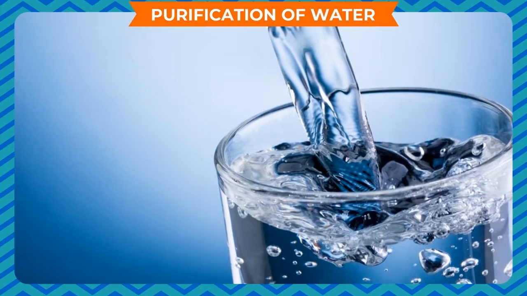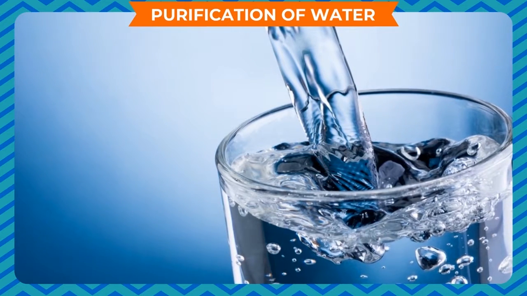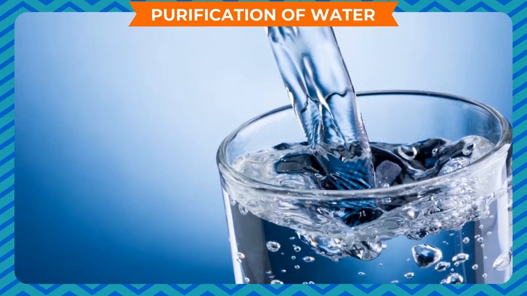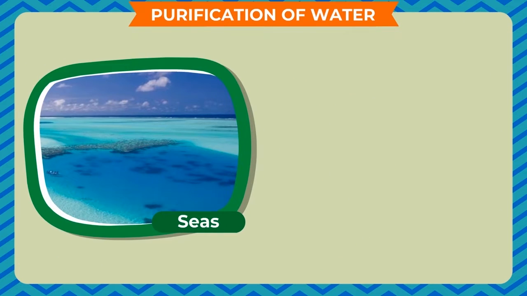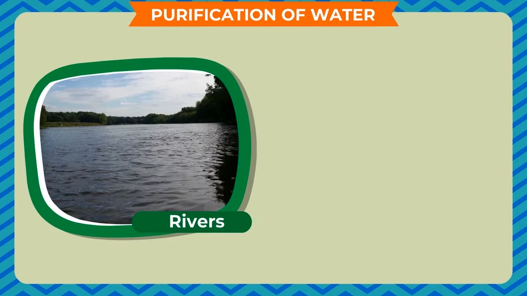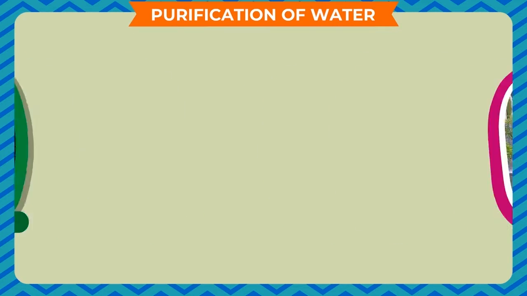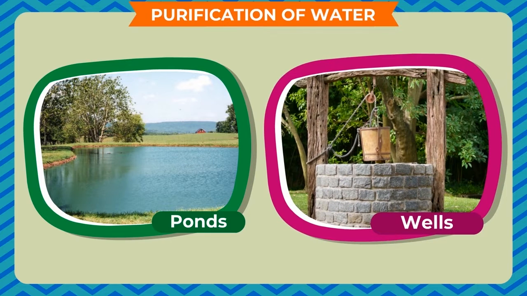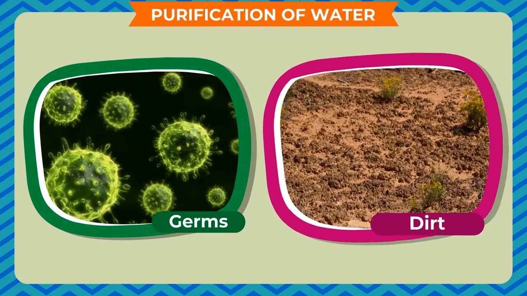The water present under the surface of the earth is called groundwater. Purification of water. Most of the water available on the earth's surface is not fit to drink. Seas and oceans have salty water. Most of the rivers, lakes, ponds, wells, etc. have polluted water. This contains germs and dirt.